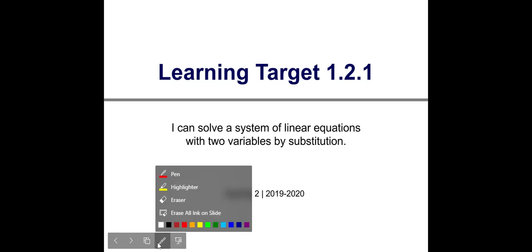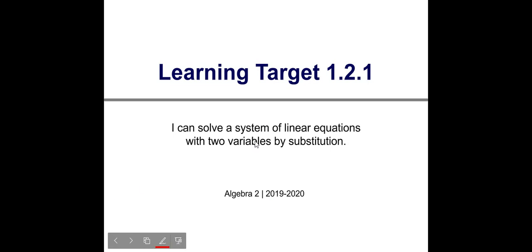Hey guys! So today we are talking about a system of linear equations with two variables. That is section 1.2.1, two variables with substitution.